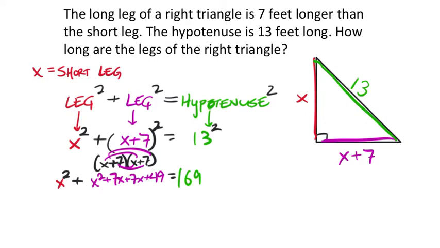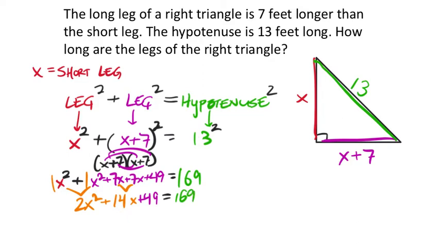Now that we've done distribution, we're going to look to combine any like terms. I've got x squareds. How many of them? 2. 1, 2 of them. And then I've got x's, which I can combine. How many x's? 7 plus 7 is 14. Then I still got the plus 49. And this equals 169.